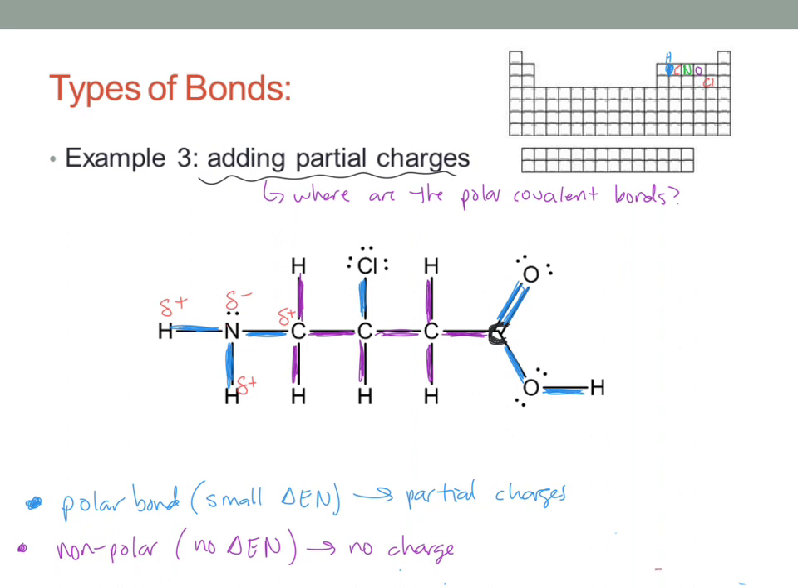I skip all the CHs and the CCs, I don't put anything because they're nonpolar, but I do have a CCl bond. And between those two, the more electronegative one is the chlorine, because it's furthest to the right. So partial negative for chlorine, partial positive for carbon there.